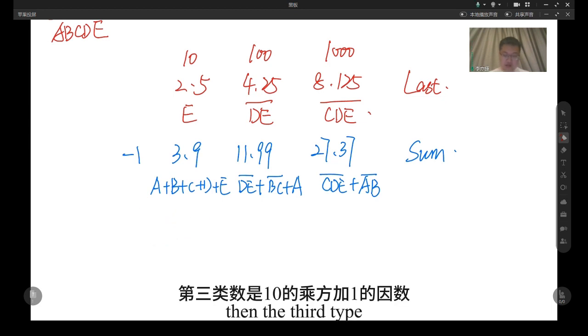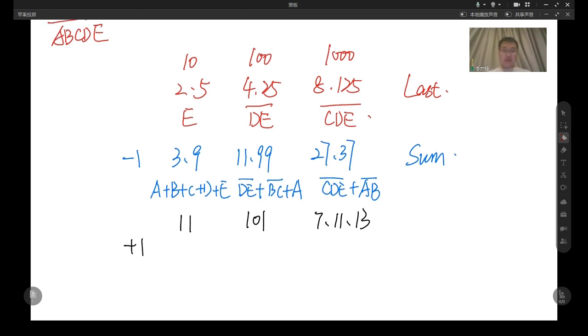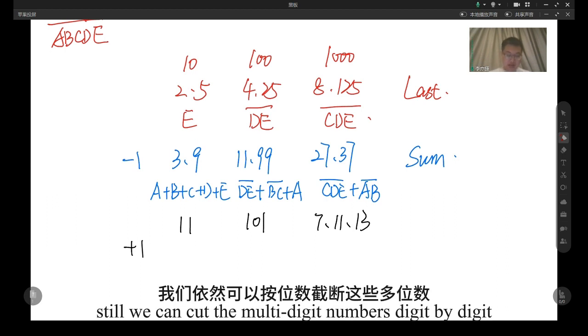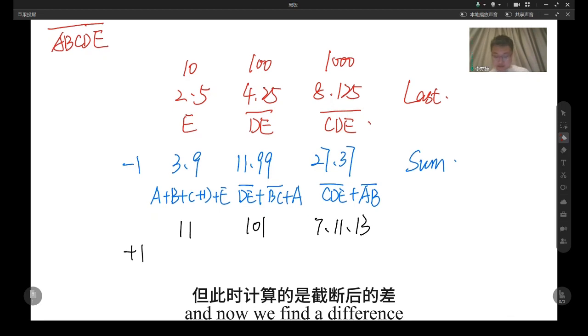Then the third type is the factor of a power of 10 plus 1, such as 11, which is 10 plus 1, 101, which is 100 plus 1, and 1001, which includes three very important factors, that is 7, 11, and 13. For these numbers, we can cut the multi-digit number and find the difference.